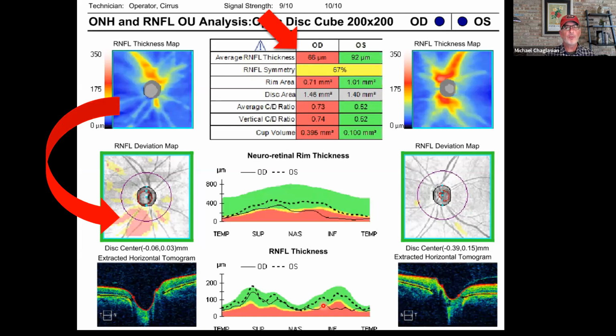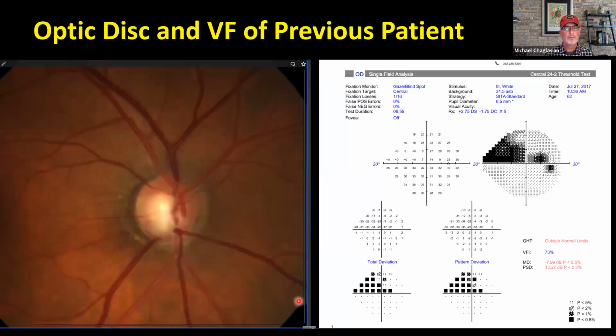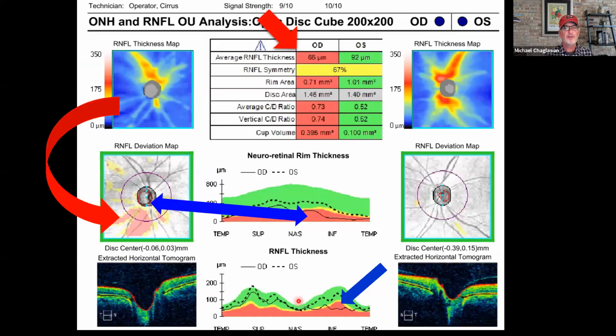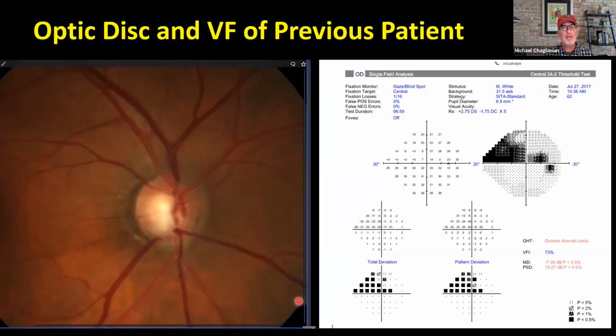Again, taking you through the report: average RNFL thickness, thickness map, deviation map, neuroretinal rim thickness, where there's a notch to the neuroretinal rim, and then thinning to the retinal nerve fiber layer thickness map down here, where it's basically dropped out. And here's what the visual field and optic disc photograph looked like for that previous patient. So again, glaucoma is very evident in these cases, and I'm showing you the obvious ones so that you can know what glaucoma really looks like in the middle to moderate stages.